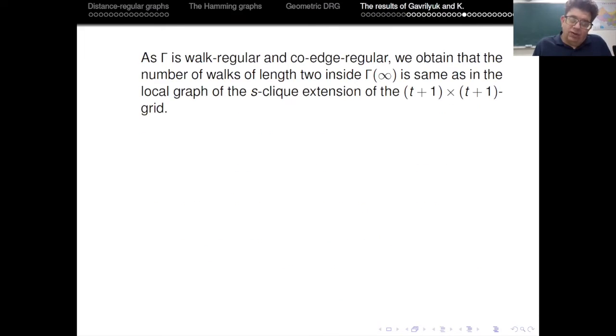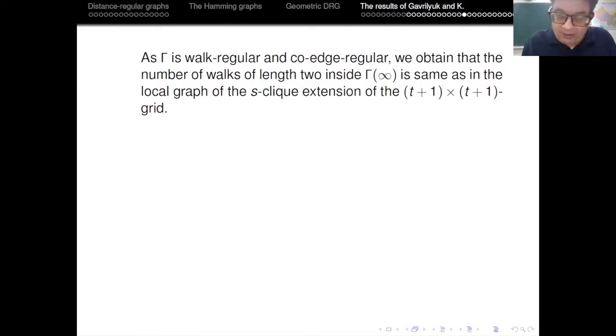So we can also see that because gamma is walk regular and co-S regular, we obtain that the number of walks of length 2 inside gamma infinity is the same as in the local graph of the S-clique extension of the t+1 times t+1 grid. To calculate it is much easier to do it this way. It can also be done directly from the spectrum, but I prefer to do it this way.